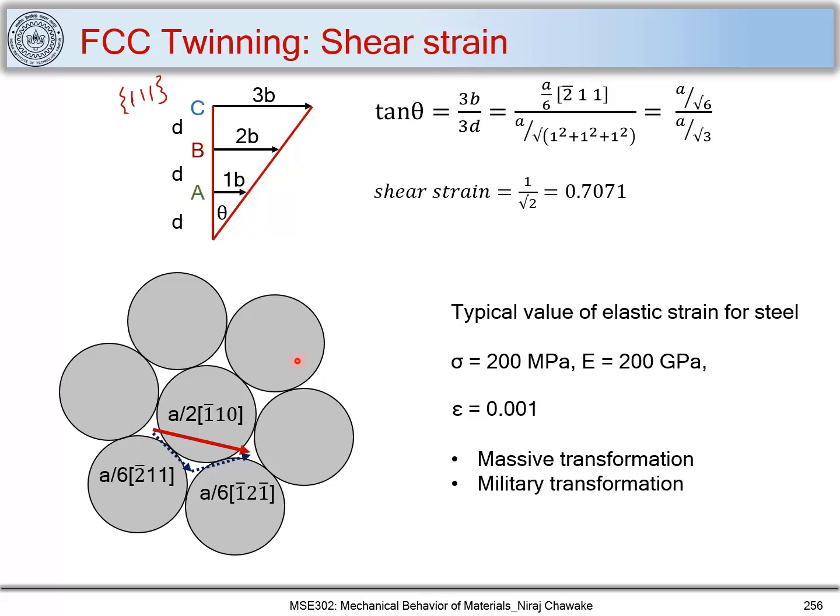And such mechanisms, if you find them in a book, are considered a massive transformation, because the shear strain which is being accommodated during this plastic deformation is a huge amount, that is 0.7071, and because of the coordinated movement of atoms along a particular direction at the same time. That is why this transformation is considered a military transformation. Now let's move ahead.